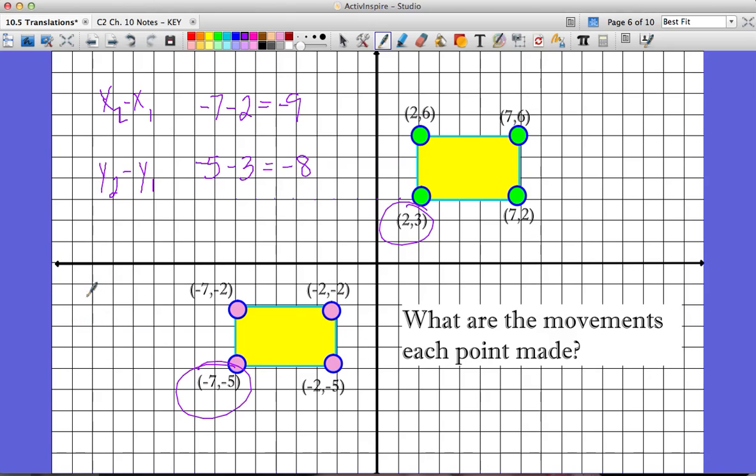So I know that the movement from each point, and I can check the math or I can count, is left 9, down 8.